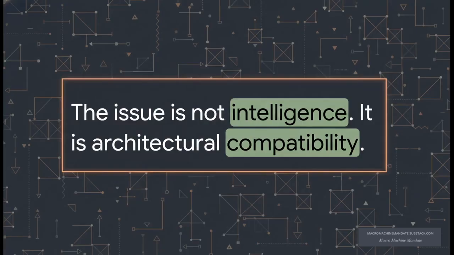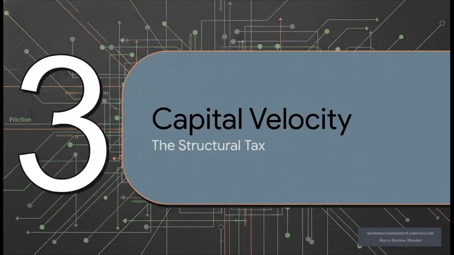Which brings us to the fundamental thesis of this explainer. The issue is not intelligence, it is architectural compatibility. The absolute primary constraint on automated capital right now is the plumbing, not the brain. Let's dive into Section 3, the capital velocity tax.